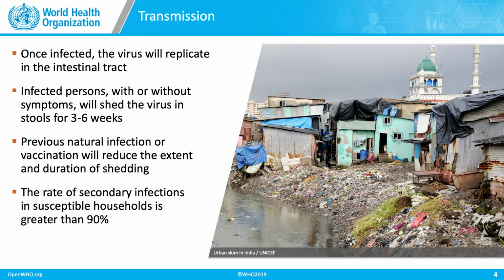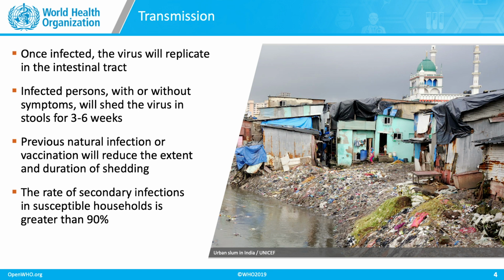Once an individual is infected, the virus will replicate efficiently in the intestinal tract. Infected persons will typically shed the virus in their stools for 3 to 6 weeks, whether or not they display symptoms. Shedding of the virus may be intermittent and is affected by the immune status of the individual. A previous natural infection or vaccination with the polio vaccine will reduce the extent and duration of shedding, while some immunocompromised individuals can shed the virus for years.